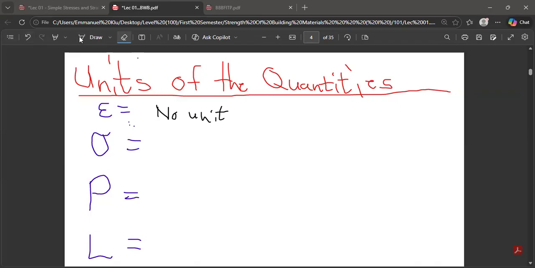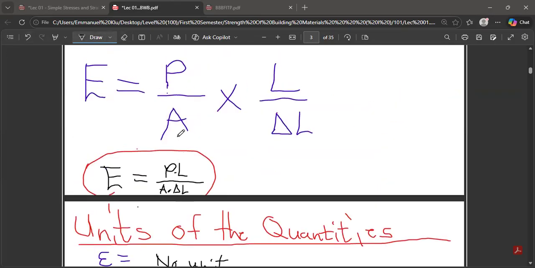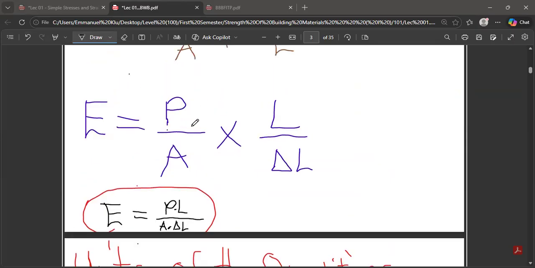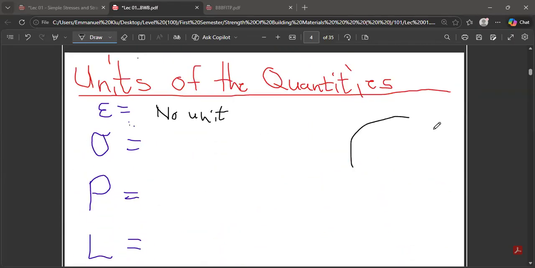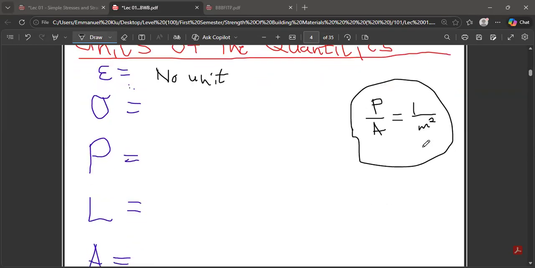Let's talk about the other one, stress. We said stress is equal to force over area. Force is measured in Newton, and area is measured in meter squared. So Newton over meter squared. But I told you that we are engineers, and Newton per meter square.